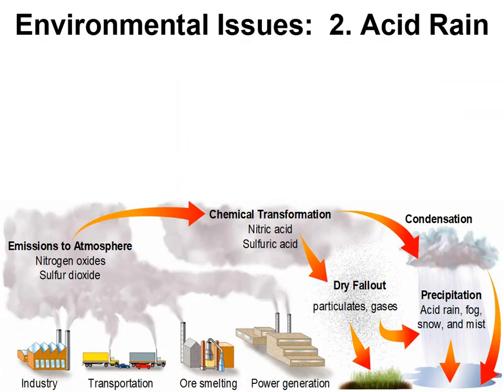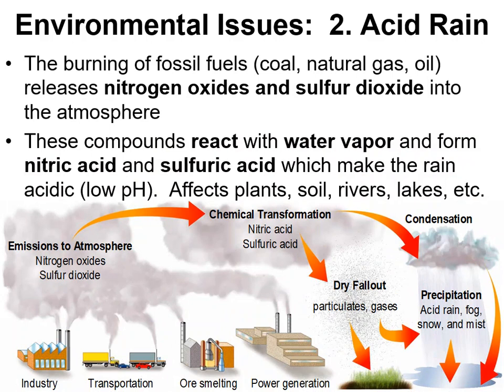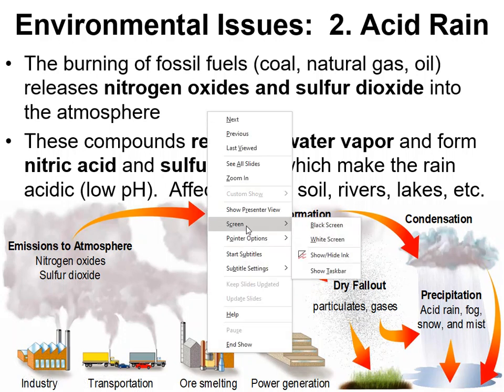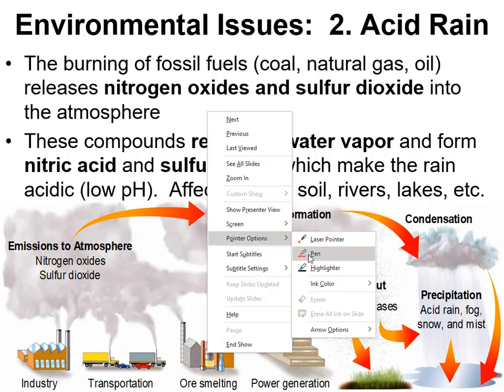Second environmental issue, acid rain. So acid rain is solely due to the burning of fossil fuels from our emissions in factories and industries. When you burn coal, natural gas, oil, you are releasing two major gases into the atmosphere. These are nitrogen oxides and sulfur dioxide.